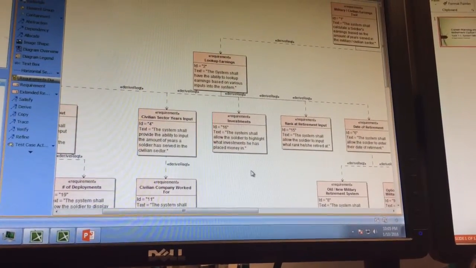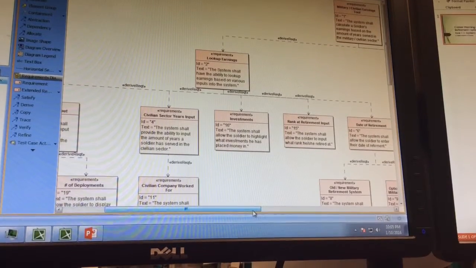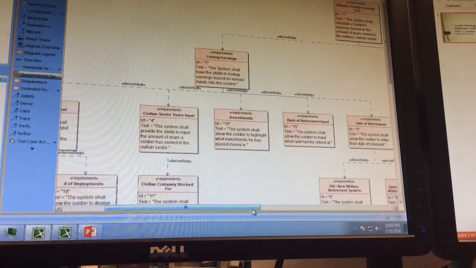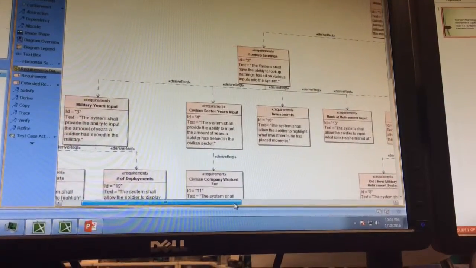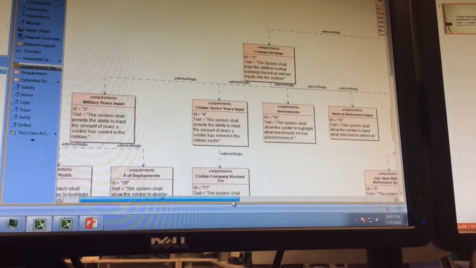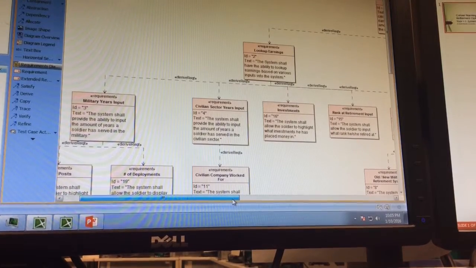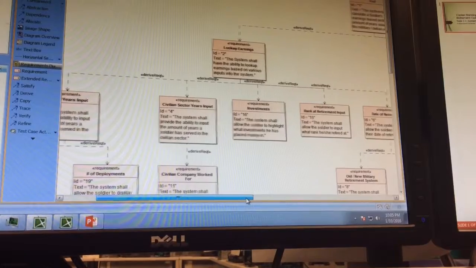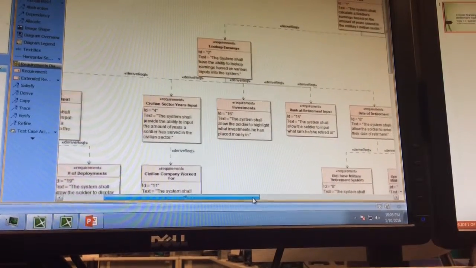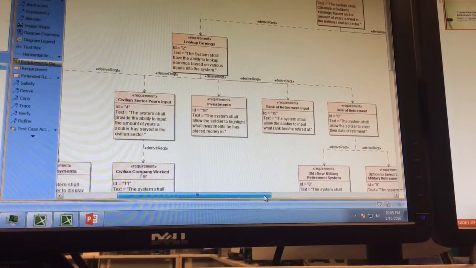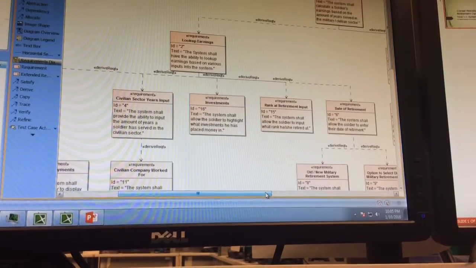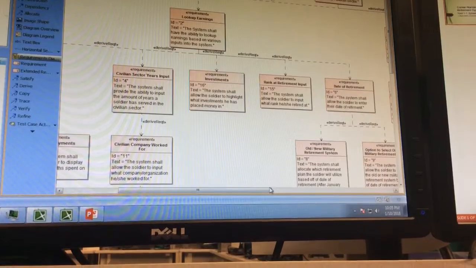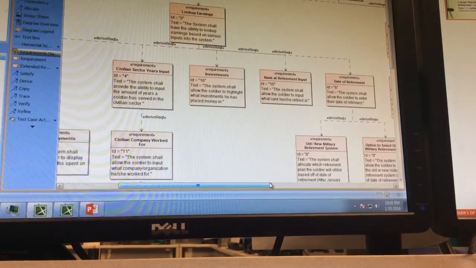Our sequence diagram and our flow diagram. So, lookup earnings: the system shall have the ability to look up earnings based on various inputs into the system. Some of the inputs we listed out were the amount of years that the soldiers served in the military, the amount of years they would serve in the civilian sector, their total investments, their rank at retirement input, and also their date of retirement, which would determine whether they would choose the old or the new military retirement system.